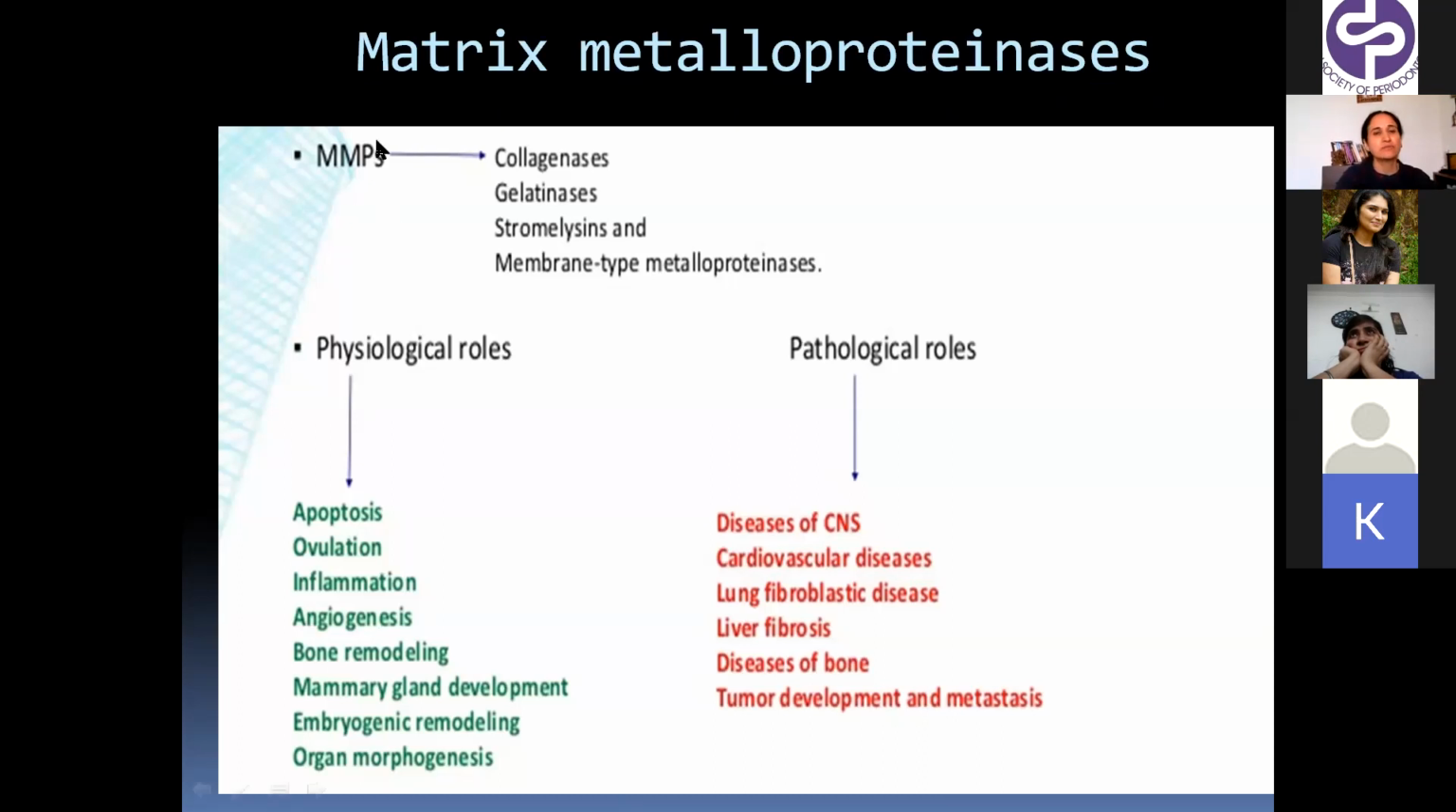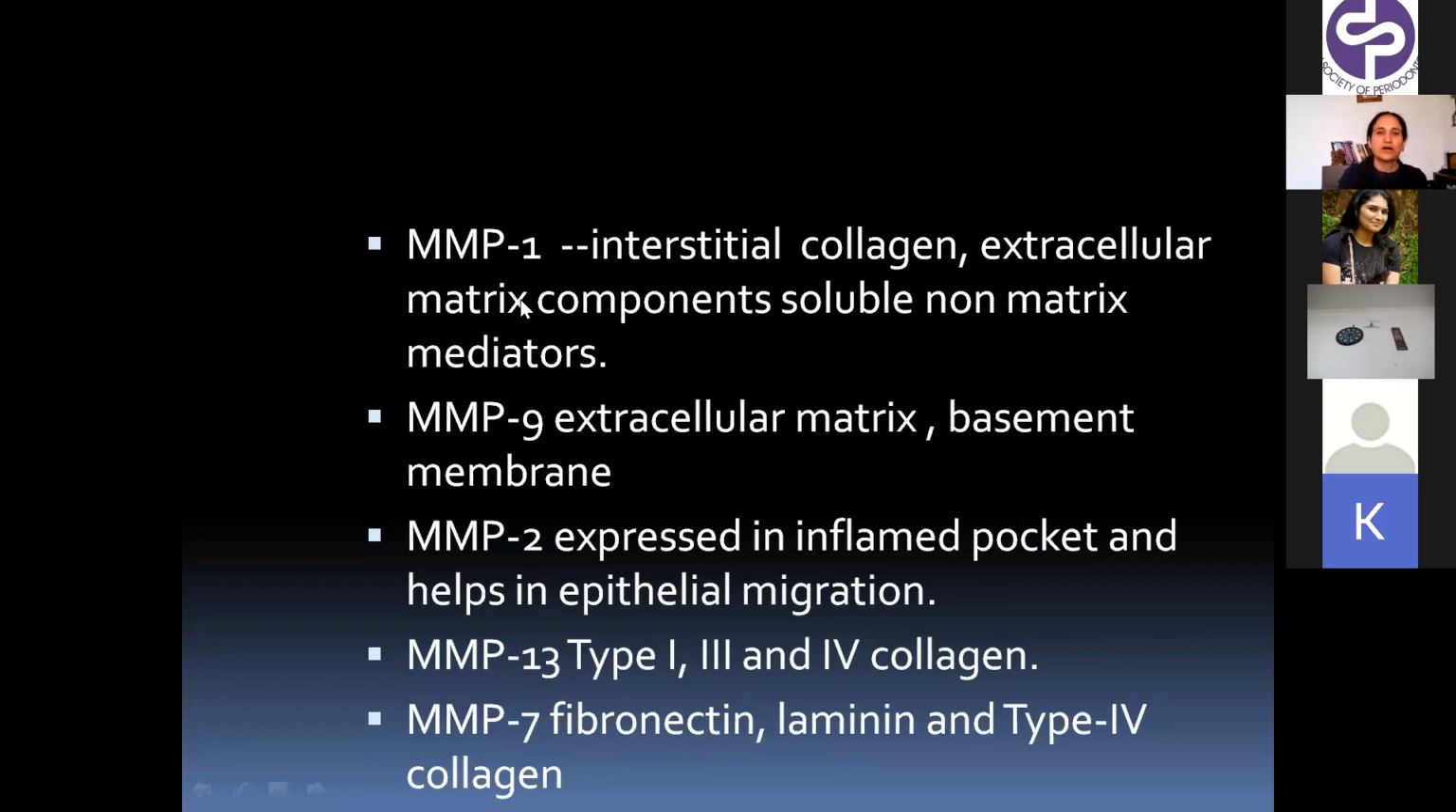Matrix metalloproteinases have been divided into collagenases, gelatinases, stromelysins, and membrane type, and they have physiological roles. They are normally found in the body, and they are also found in the inactive form. So they have a physiological role of maintaining the body system, and pathological roles where they are elaborated in excessive amounts and their inhibition is not adequate. From the periodontal point of view, you should remember MMP1 will degrade different components, interstitial collagen, and extracellular matrix components.